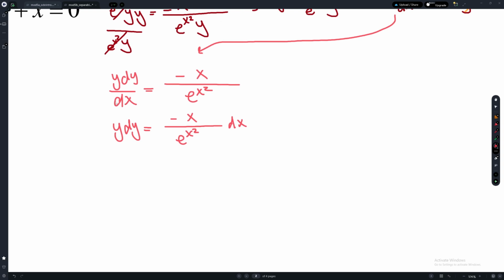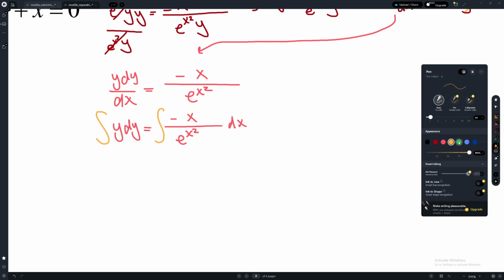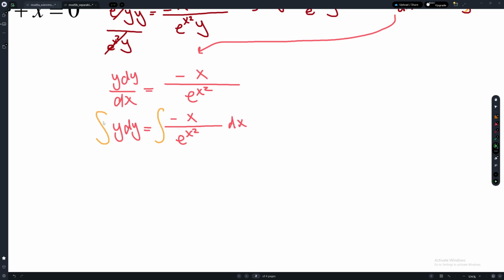Okay, now we can integrate. So I can just integrate here and integrate here. When you integrate y dy, you have a 1 here, and then you add 1 to it. It becomes 2, and you divide, so this becomes y squared over 2 equals. Don't forget your plus c, but I'm not gonna write it now because we're gonna combine it into one constant at the end.